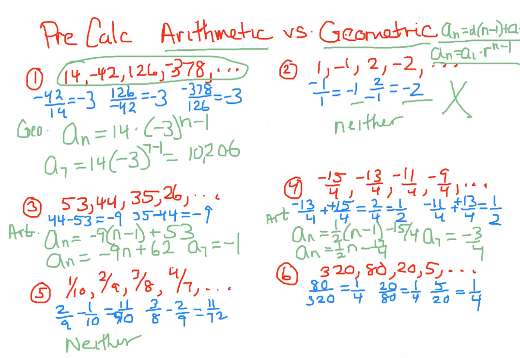And for number 6, again, it's going down very quickly. So I checked geometric, and it's geometric with r equal to a 4th. And so our A_n is A1 times r to the n minus 1. So A7, I would take 1/4 to the 6th times 320, and that is 5/64.